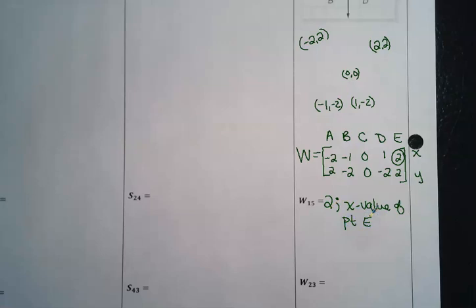Okay, good. How about element W23? So it's in the 2nd row in the 3rd column. So right here. So that element W23 is 0. And what does it represent? Good, that one's the Y value of point C. Perfect.